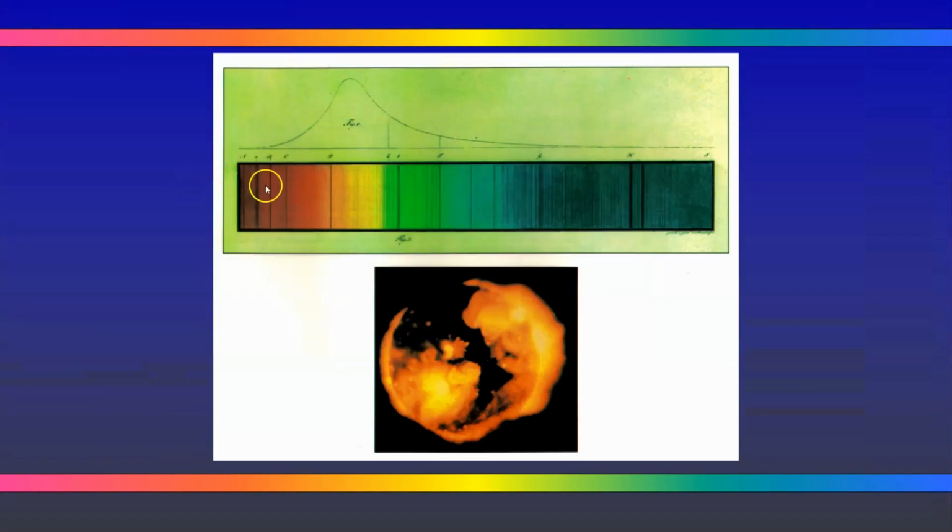And here's a look at our own sun's spectra. And here's a piece of the moon dedicated to Wollaston, not so much because he made note of these lines in the stellar spectra, but more for his other accomplishments in the world of science.